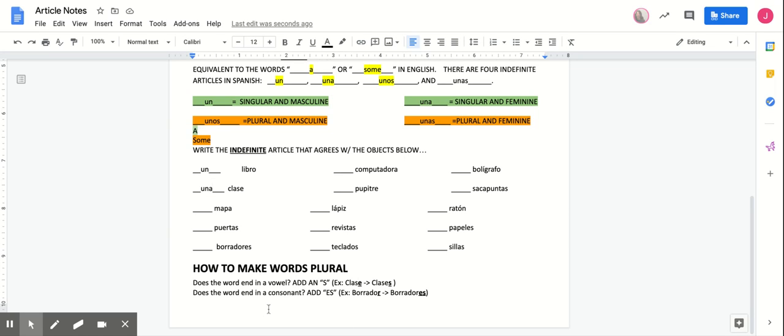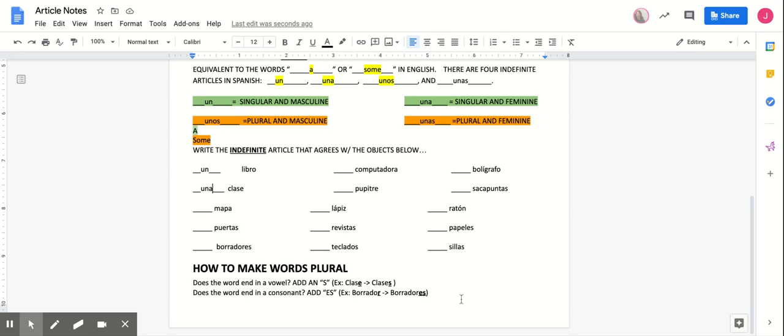If the word ends in a consonant, so consonants are anything that are not vowels. Vowels are the A, E, I, O, U, sometimes Y. Now, if the word ends in a consonant, so anything that's not A, E, I, O, or U, you're going to add an ES. So in borrador, you're going to take this R and then add an ES to it in order to talk about more than one eraser. All right, you guys are officially done with your notes now.